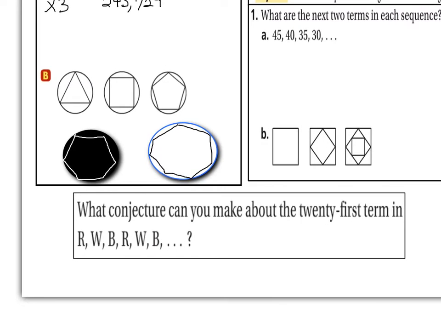Okay, this is term 1, the R. Term 2 would be the W. Term 3 would be the B, and so forth. In this case, this is term 1, 2, 3, 4, 5, 6. You'll notice it's going RWB, RWB, so there are essentially 3 letters here. We want to know what the 21st term would be.